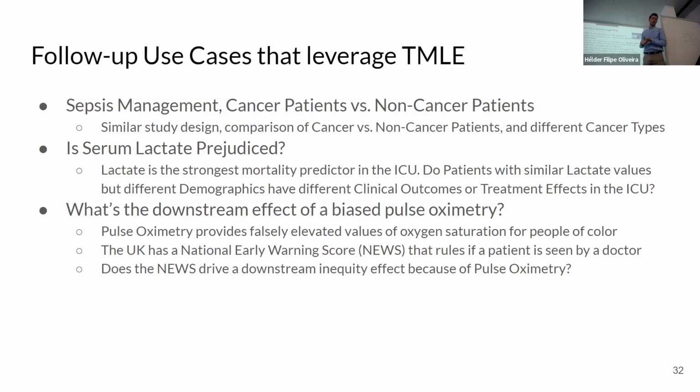And finally, this is another example that we are working on with colleagues from the UK. Pulse oximetry has been shown to be biased against people of color. There are falsely elevated values in oxygen saturation when you use pulse oximetry. When you compare the peripheral oxygen saturation with the ground truth value that comes from the blood, it's been shown to be higher for people of color because it interferes with the infrared.